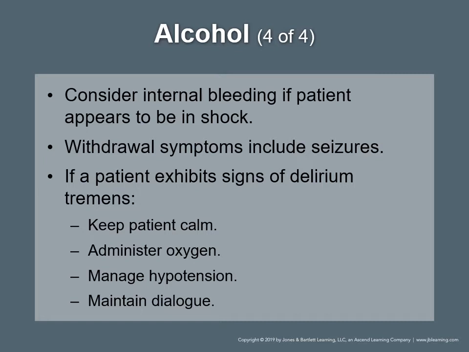Treatment for a patient in DTs is aimed at protecting the patient from injury and supporting the cardiovascular system. Terrifying hallucinations can create combativeness in a patient. Try to keep the patient calm. Administer oxygen by nasal cannula. Establish vascular access. Manage hypotension with an infusion of normal saline and reassess breath sounds. Maintain dialogue with the patient to help orient and reassure the patient.